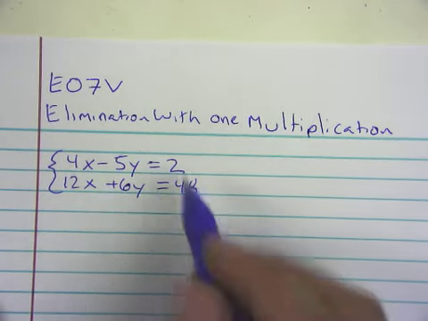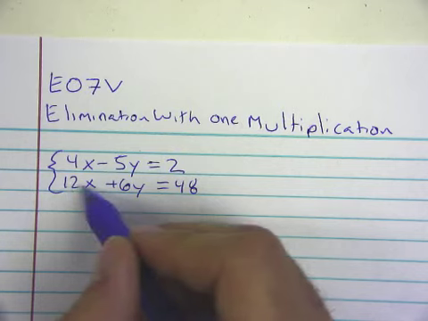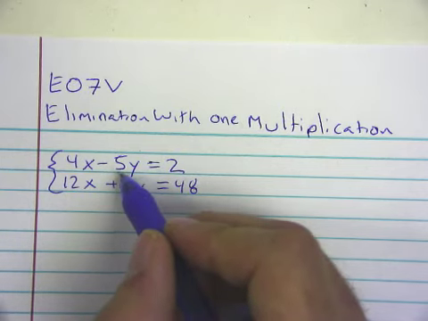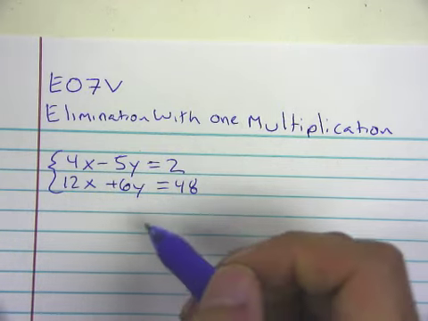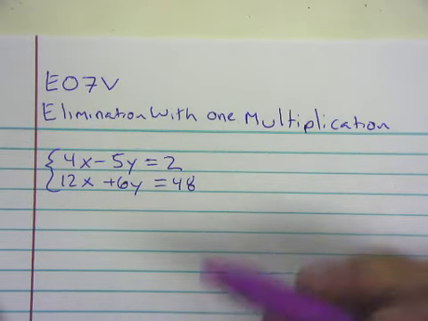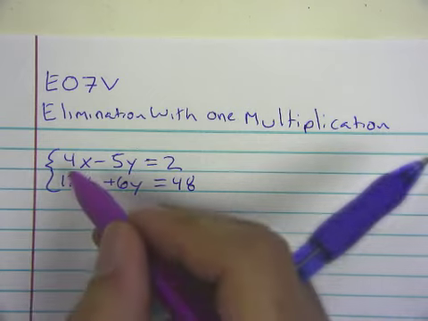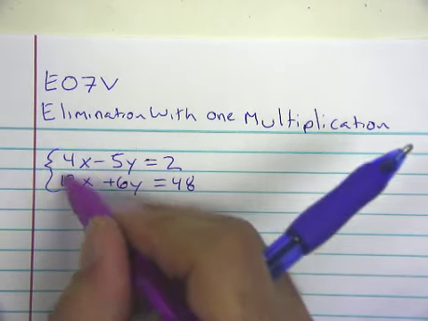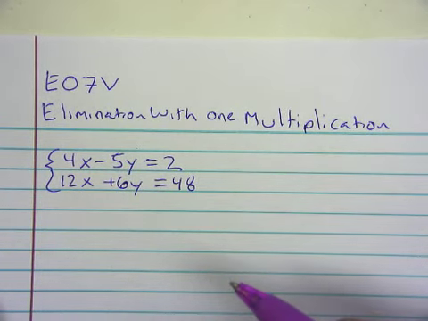Unfortunately, the system I have here, if I add these things up, 4x plus 12x doesn't give us 0x, and negative 5y plus 6y doesn't give us 0y. So what I'm going to do is create an equivalent equation using multiplication that will have coefficients that are going to add up to 0. So here's what I mean.